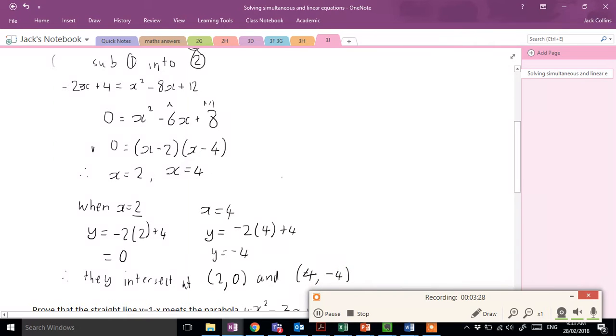So if we were to roughly graph that over here, y is equal to x squared minus 6x plus 8, that would roughly go around about here. You could go through the working out of graphing that as well by yourselves, that would be a good thing to do. And the straight line, we know it intersects at (2, 0), which is about here.